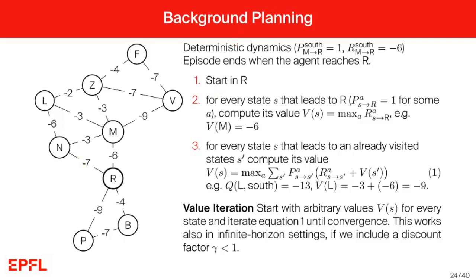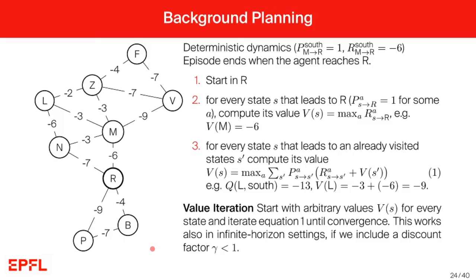Now this is called background planning because the V values and the Q values here are computed without actually performing any action in the environment. Just by knowing the transition dynamics and knowing the rewards and where the terminal states are, we can compute the V and the Q values in the background. That's why it is called background planning.